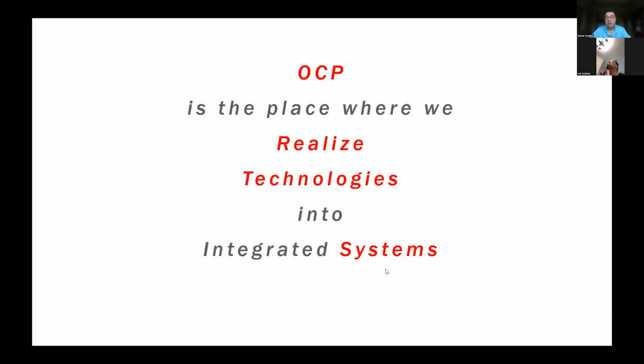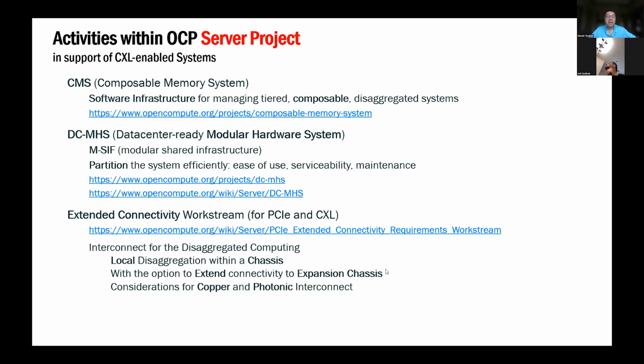Having this technology, it is good for us to have ways to realize them in systems, and OCP is a very good technique to do that. As I suggested earlier, within the OCP server project, we have multiple work streams that are thinking about and doing work around composable memory and CXL-enabled solutions. Composable Memory System, CMS, is very active. I encourage you to participate. It touches on software elements and system elements.